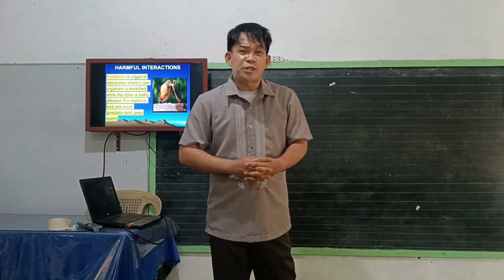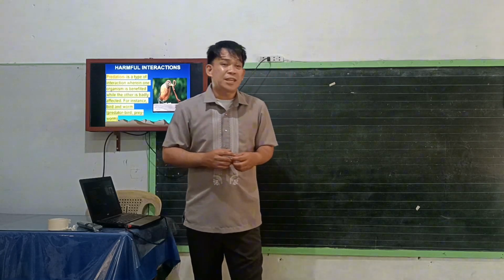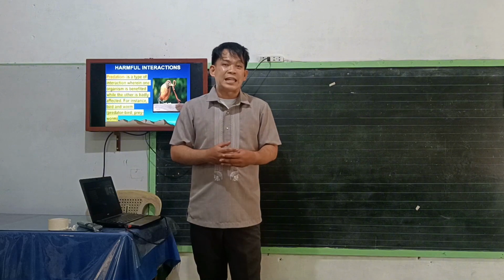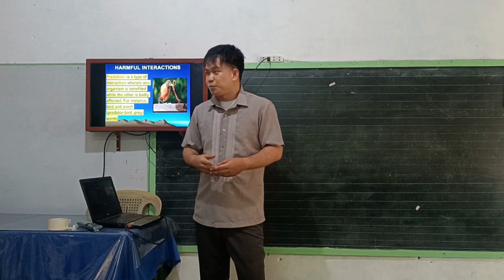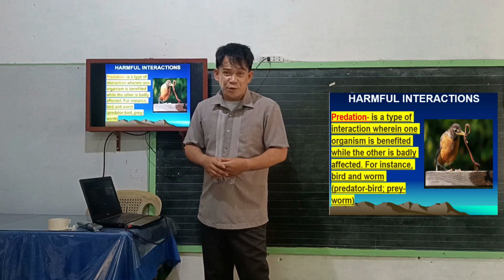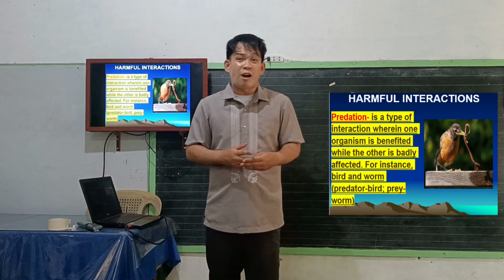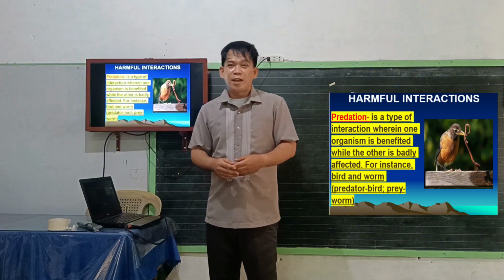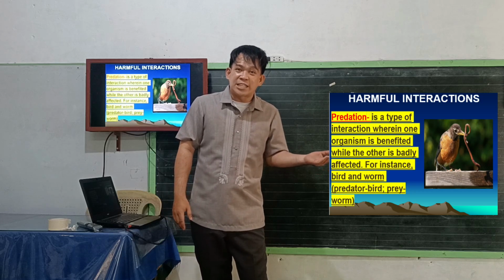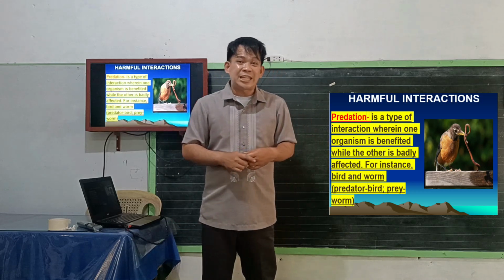So let us now proceed to harmful interaction. An interaction which could harm or put a living organism into danger. First is predation. Predation is an interaction when one organism is killed or harmed by another organism. The one that eats is the predator. The one which is eaten is the prey. For example, a bird eating a worm.